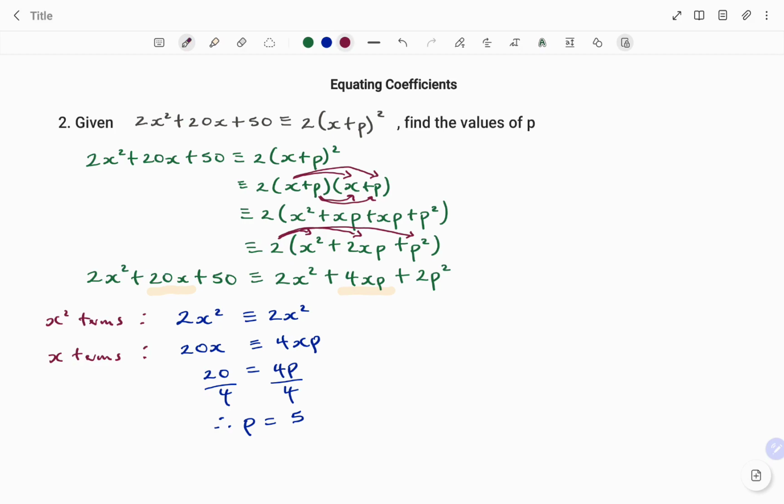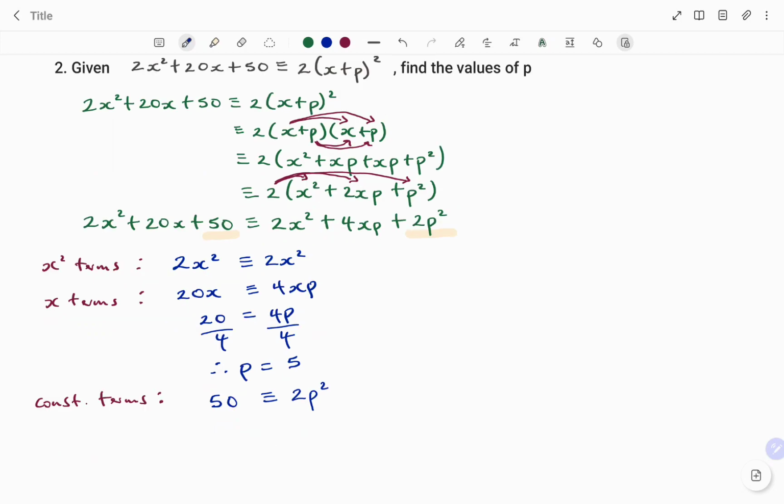Let's look at the constant terms. We have on the left 50 and on the right 2p squared. So we have 50 being equivalent to 2p squared. Dividing both sides by 2, we have 25 equals p squared. To find p, we're going to find the square root of both sides, and the square root of 25 will be p equals plus or minus 5.